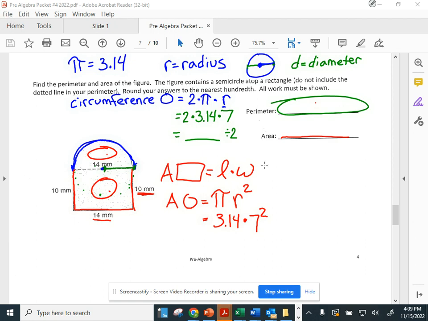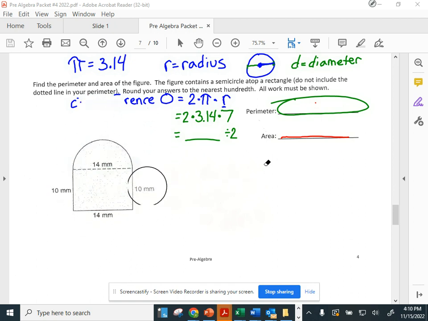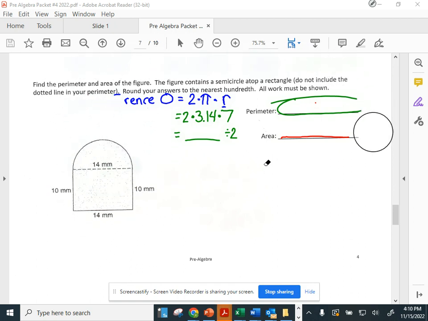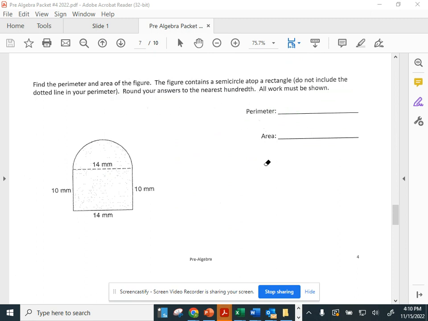So the biggest thing here was knowing the formulas for the circumference and for the area of our circle, working with that pi, 3.14, working with your radius, which is halfway from the middle of the circle to the end. All right, well, let's look at our next page.